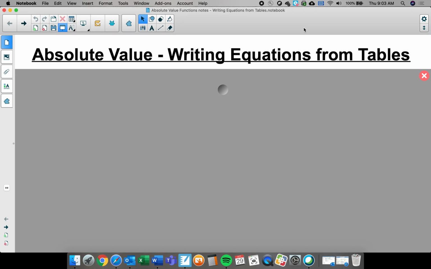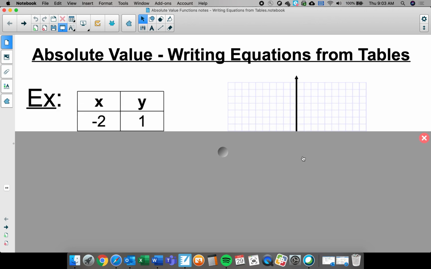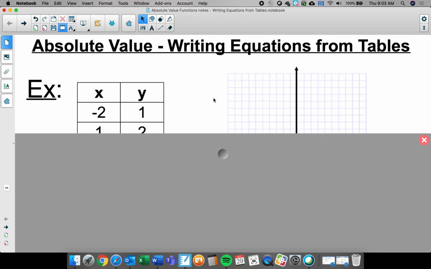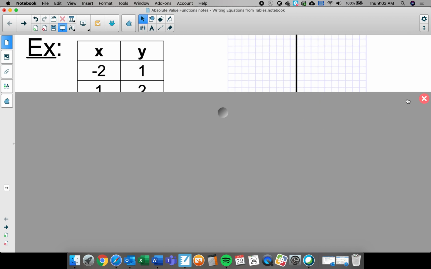All right, hello Algebra 2 students, and welcome to the absolute value, day number 2, looking at absolute value functions and what they look like and all the different features that we're going to take a look at. So let me get right into what we're going to do today. We're going to look at writing equations of absolute value functions from tables.